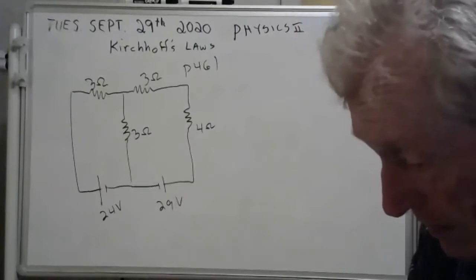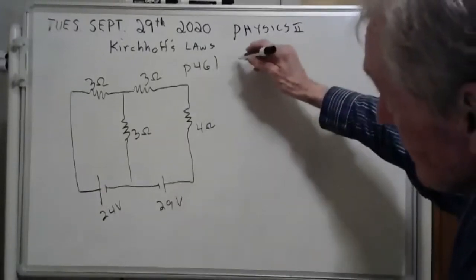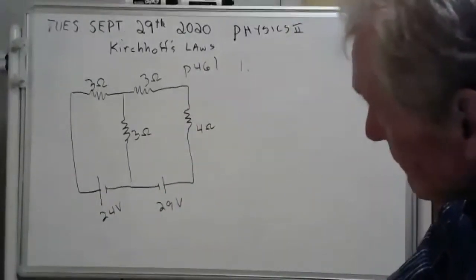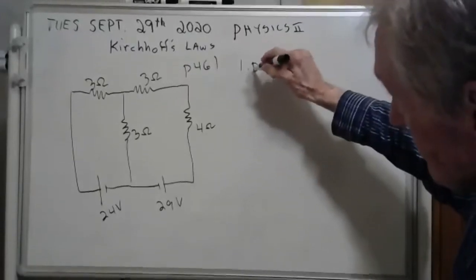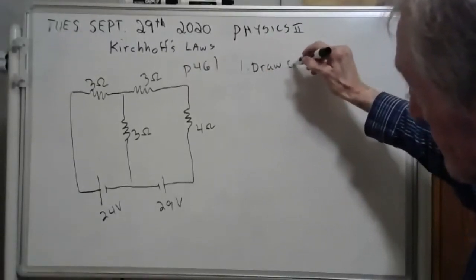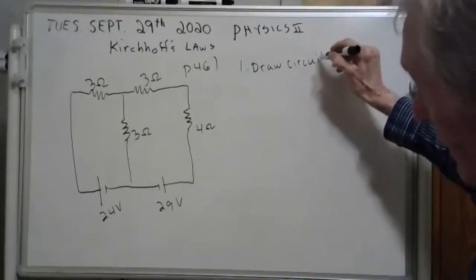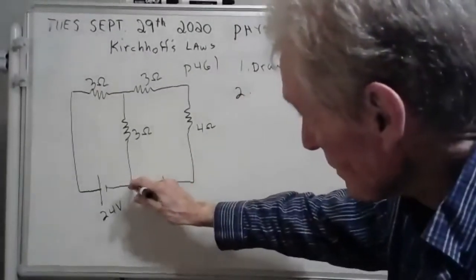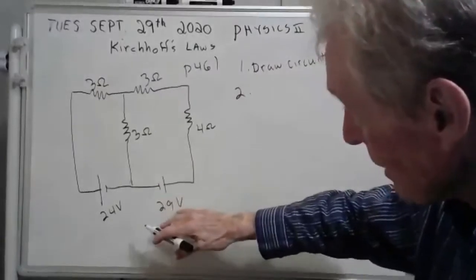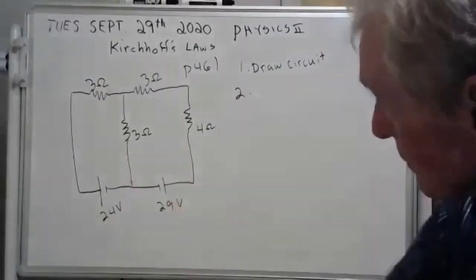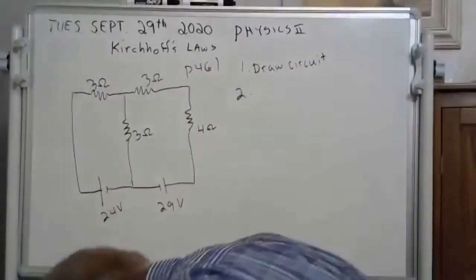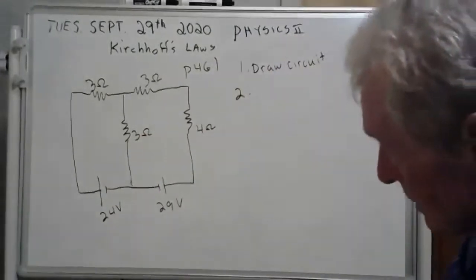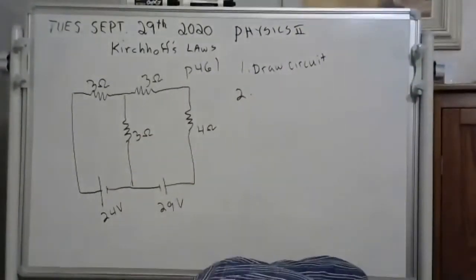Okay, well, the first thing you have to do, step number 1, of course, is draw your circuit. So I did that. Step number 2, you have to label it. I did that. See, I put 24 volts and 29 volts, 4 ohms, 3 ohms, etc. Did I get everything correct? Yeah, it's all correct. Did I get these polarities right? Yeah, I think I did.